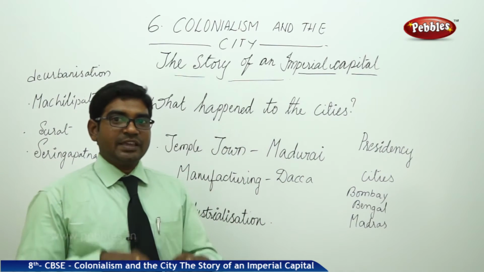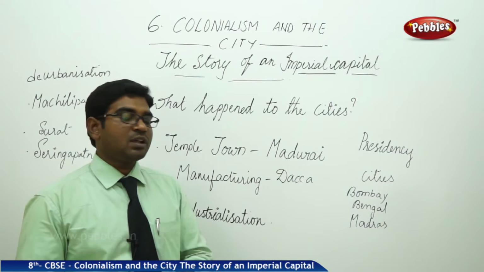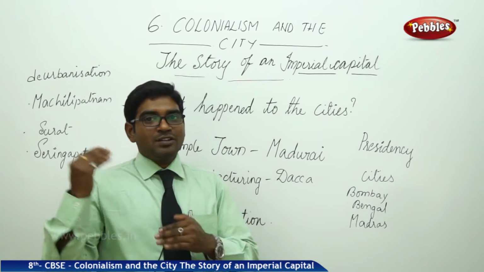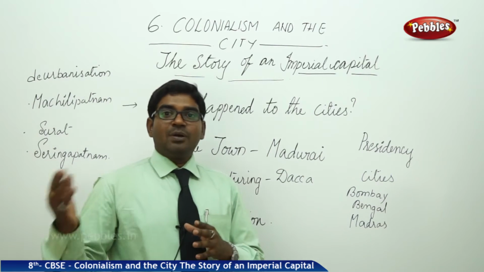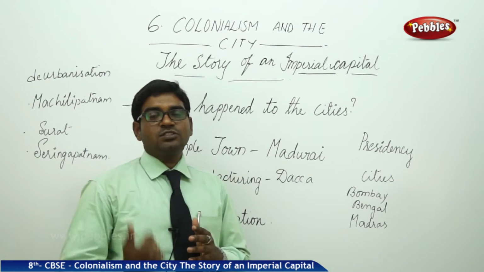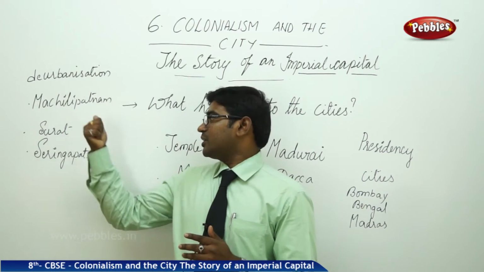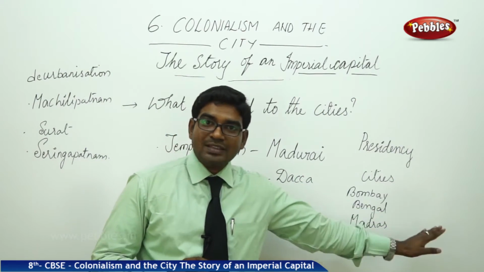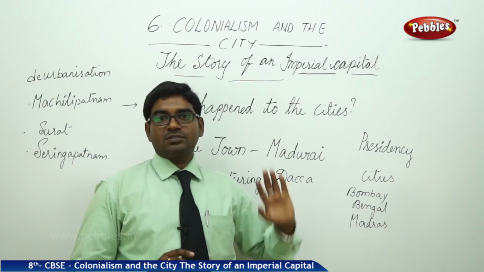But now as the situation is changing, people started to migrate from these places which are already urbanized. From here they are moving to other places. So again we cannot call it urbanization. Once people are moving from rural areas to urban areas, we can call it urbanization. But now people are moving from urbanized places only to other places. This is called de-urbanization. So de-urbanization of the cities of Machilipatnam, Surat and Seringapatam happened during the early 19th century because of the establishment of the presidency cities like Bombay, Bengal and Madras.